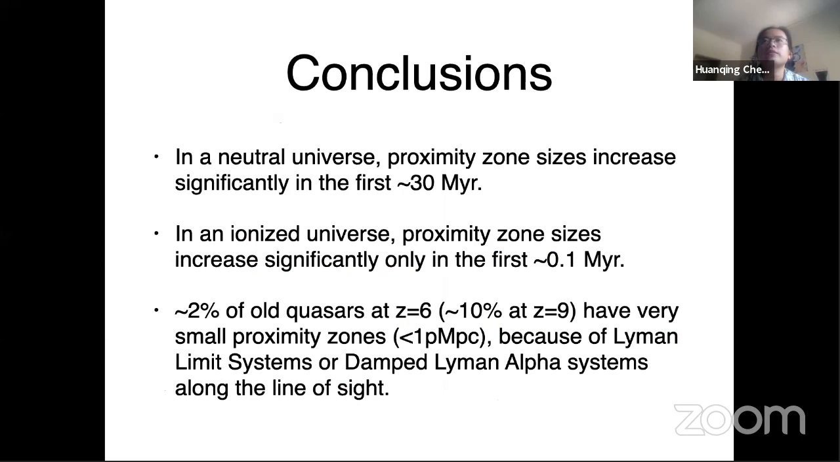So here I show my conclusions. In a neutral universe, the proximity zone size will increase significantly in the first 30 million years. But after global ionization, the proximity zone size will only significantly increase in the first 0.1 million years. In our simulation at redshift 6, 2% of the quasars have a very small proximity zone, and most of it is because of the Lyman limit system or Lyman Alpha system on the way. Thank you, and I'm happy to take any questions.